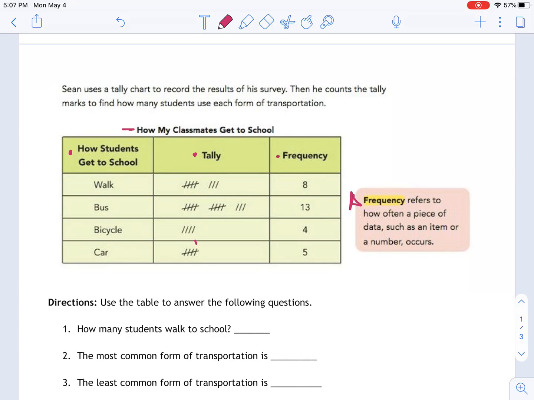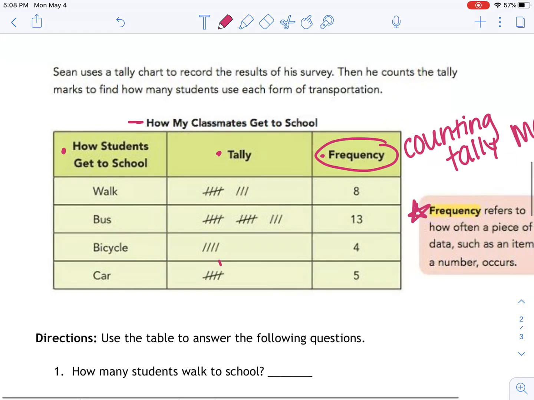Okay, frequency in this red box refers to how often a piece of data, such as an item or a number, occurs. Really, what this frequency is just counting the tally marks. That's what you'll see as we look through different examples. Frequency column is just counting up our tally marks there. Okay, so we could see that for walk, there were 1, 2, 3, 4, 5, 6, 7, 8 tally marks, which should match up with our 8 here.